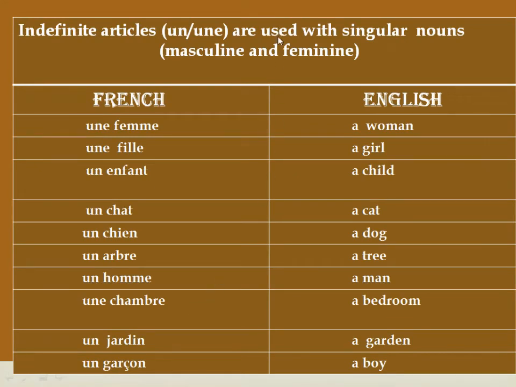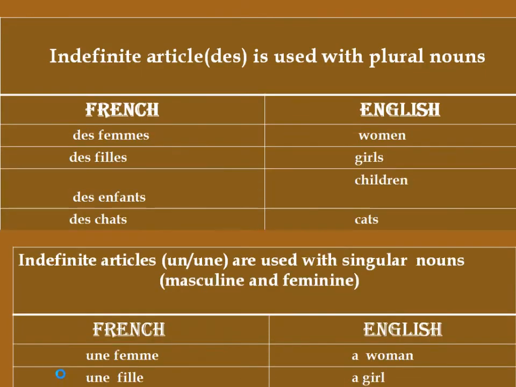Now, there are some examples of indefinite articles un and une that are used with the singular nouns, both masculine and feminine. Une femme, a woman. Une fille, a girl. Un enfant, a child. Un chat, a cat. Un chien, a dog. Un arbre, a tree. Un homme, a man. Une chambre, a bedroom. Un jardin, a garden. Un garçon, a boy. You can see that we have used un with the masculine and une with the feminine.